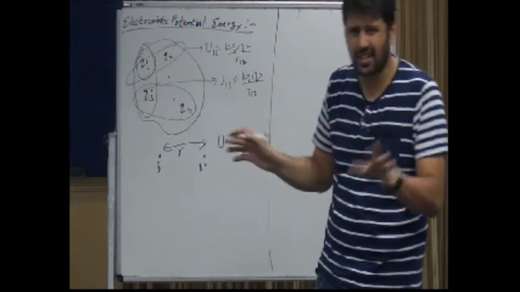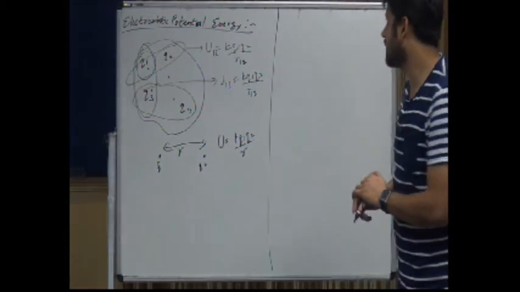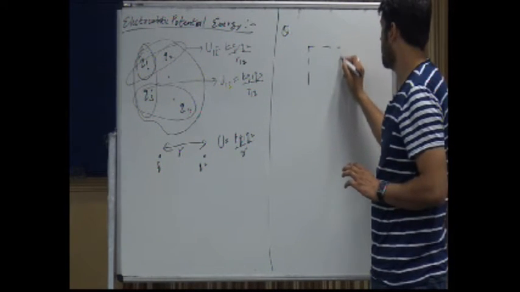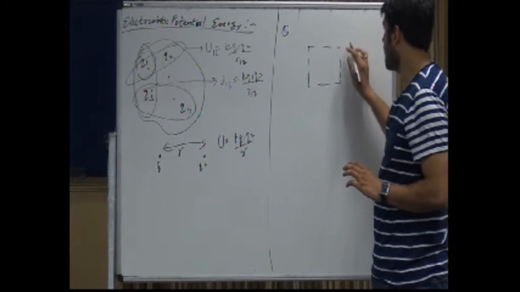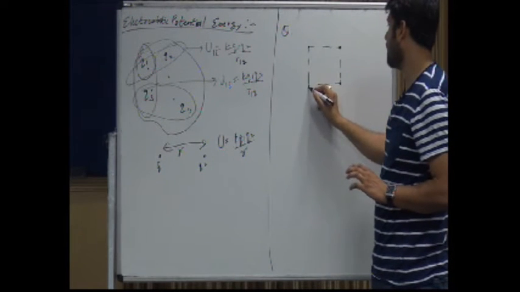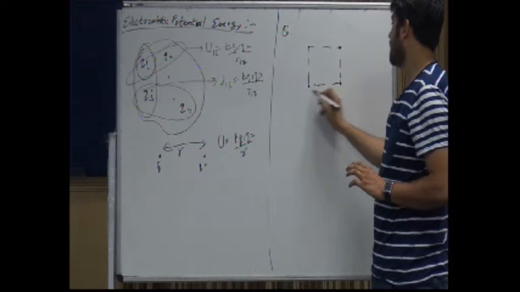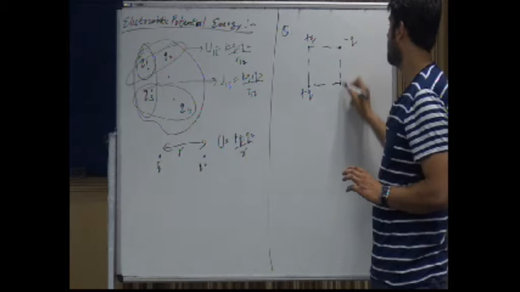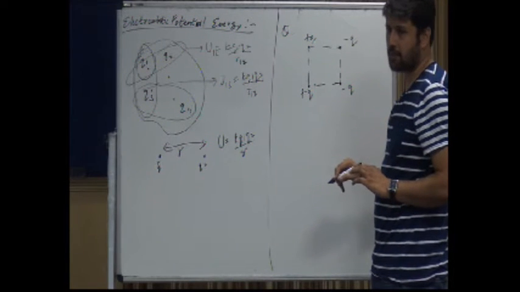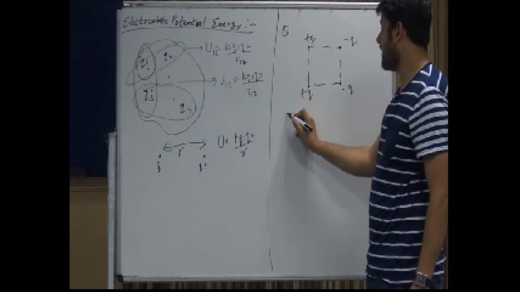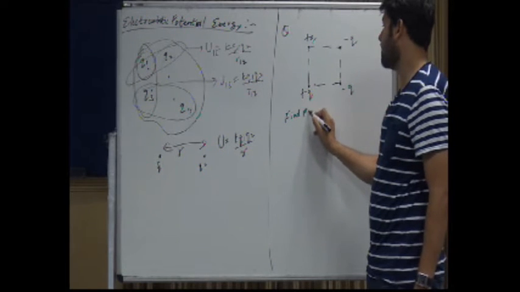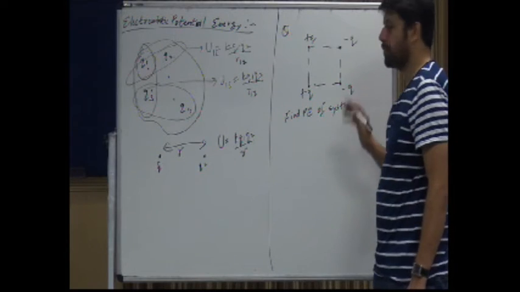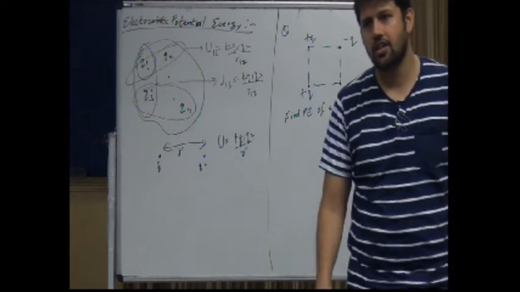So before we start doing some questions, let's do one question like this. Before doing elaborate difficult questions, let's start with an easier one: plus Q, minus Q, minus Q. Now you have to find the PE of the system, and please take care of all the pairs.